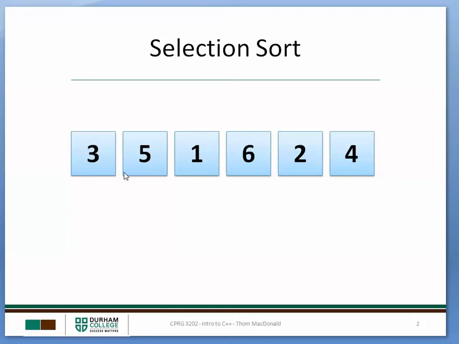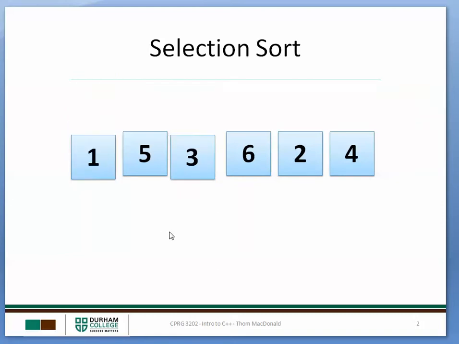the smallest number and put it at the front of the array. Okay, so I start by looking at the first number. 3, is anything lower than a 3? 5 is not lower. 1 is lower. Anything lower than a 1? 6, 2, 4. No, 1 is the lowest. So what I do is I swap that with the first position of the array because that's where it belongs.